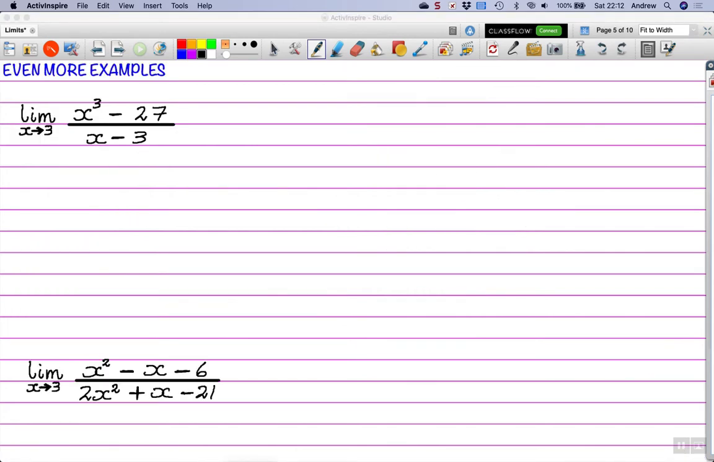Yay, lucky us. Even more examples. Now, just bear with me. If I ask you to cube the value of 3, then you should get 3 cubed is 27. So we're going to get, on the top of this fraction, 27 minus 27, which is 0. On the bottom of the fraction, 3 minus 3 is going to be equal to 0.